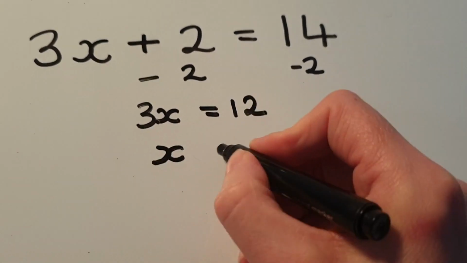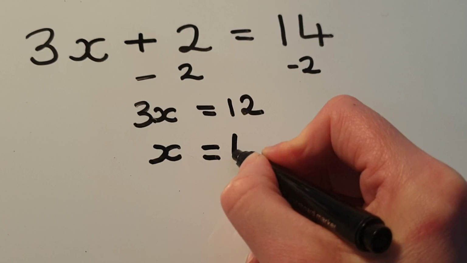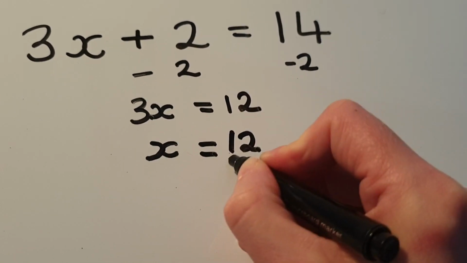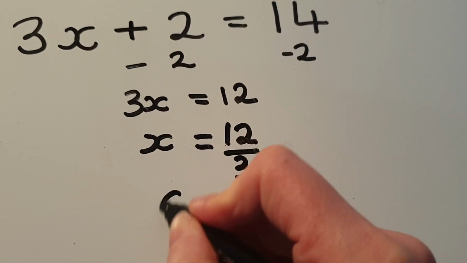Because we know what 3 lots of x's are, to find 1x, we're going to divide the 12 by the 3. So x equals 4.